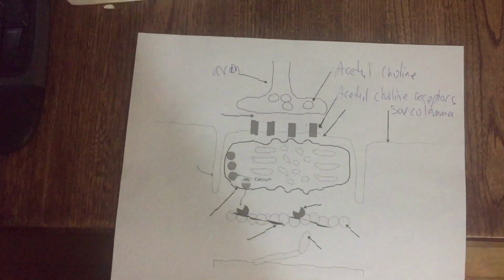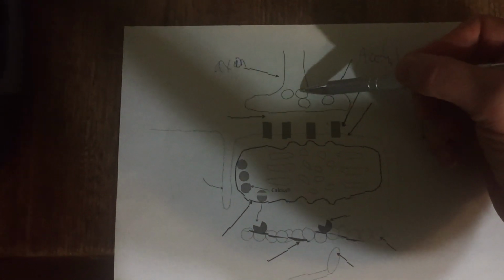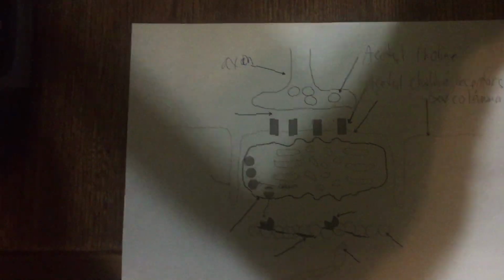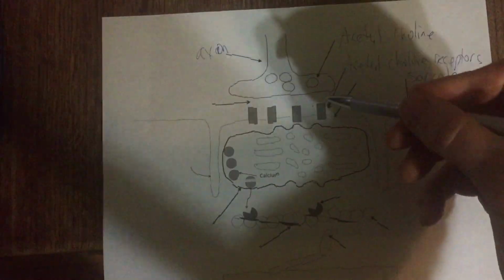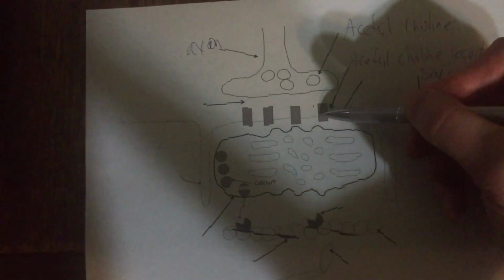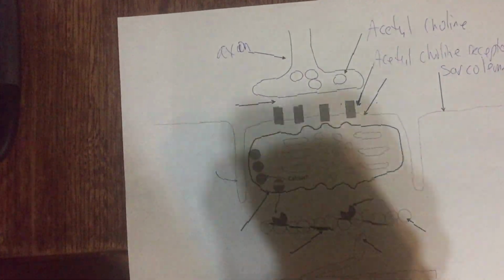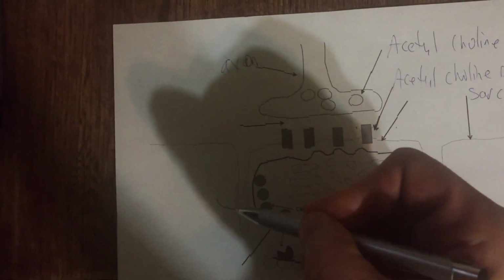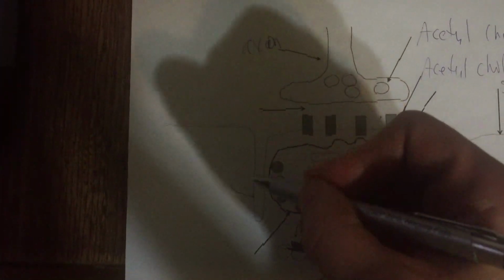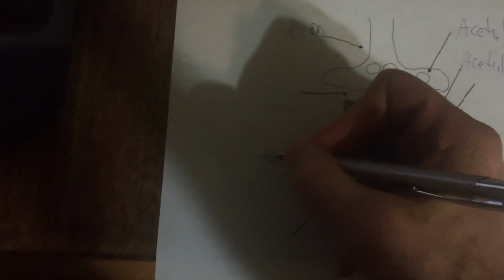And what happens during muscle contraction is you have an action potential that comes down the axon. You get these acetylcholine vesicles. The acetylcholine gets released, binds to your acetylcholine receptors. You have an action potential that goes down this invagination in the muscle fiber membrane called the T-tubule. So this is your T-tubule, or transverse tubule.